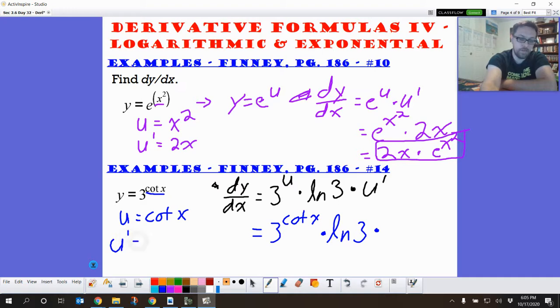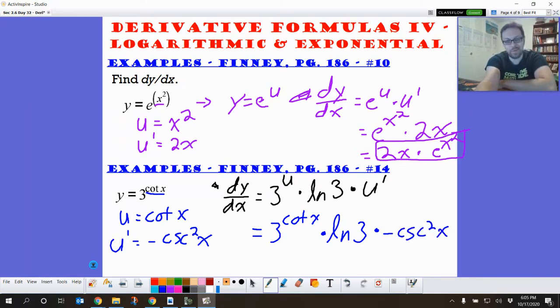So our derivative of cotangent, that was back in our trigonometric notes. We took a note down, we wrote that down. What was the derivative of cotangent of x? Well, I've got it right over here. It's negative cosecant squared x. You can check your notes to make sure you've got that. So negative CSC squared x.